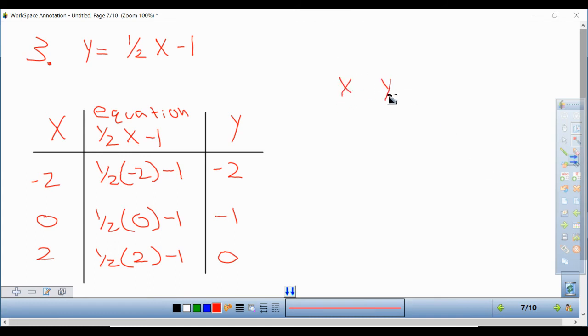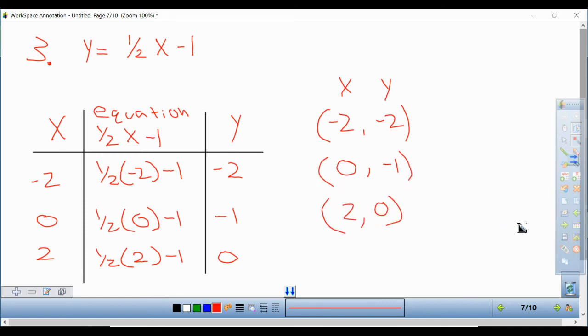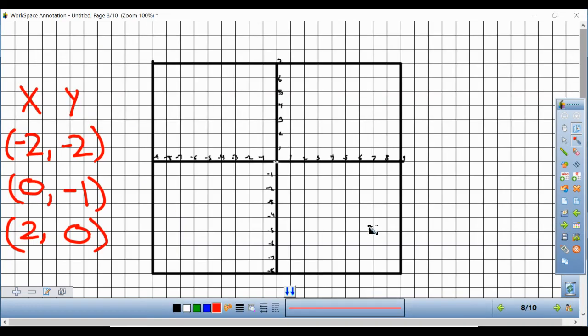So X, Y, we've got our coordinates now. When X is negative 2, Y is also negative 2. When X is 0, Y is negative 1. And when X is 2, Y is 0. And we're going to plot these points on the graph.